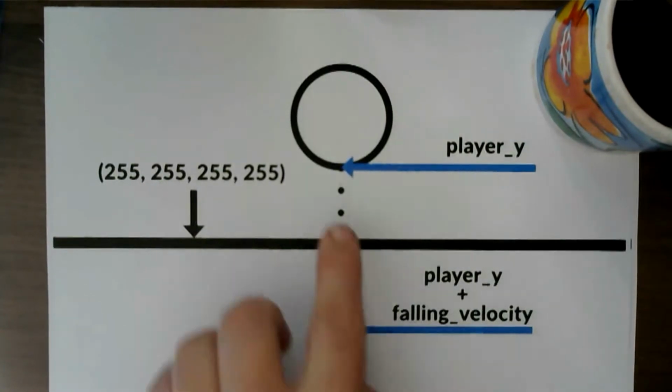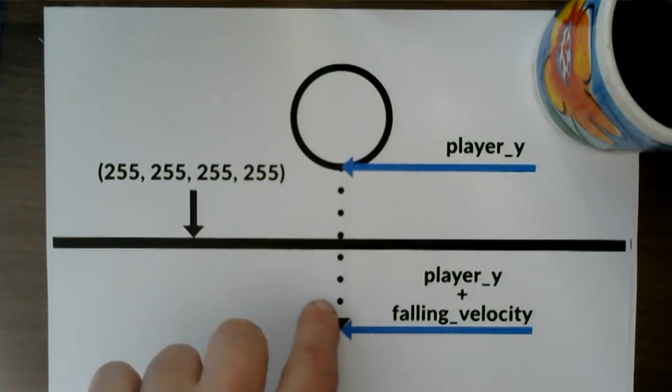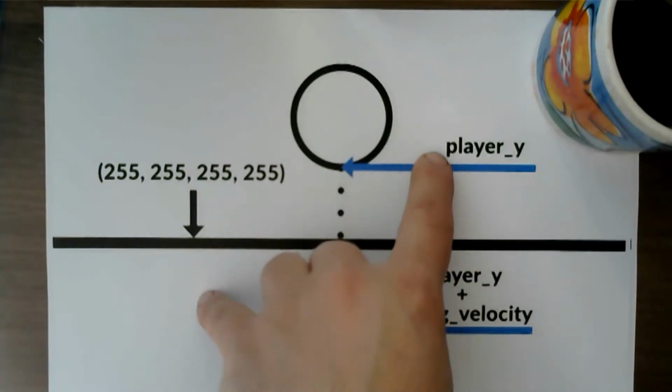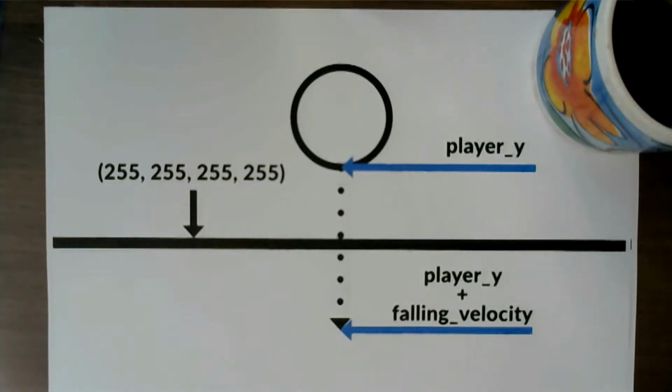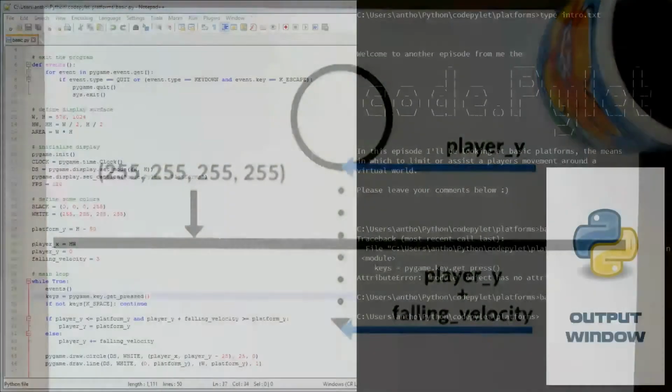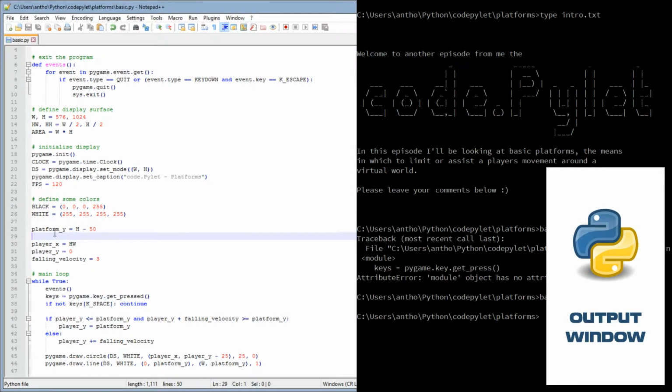So we need a for loop to iterate through that range. The range is player Y and player Y plus falling velocity. Let's go to the code and have a look. First of all, we don't actually need this anymore, but we're going to keep it because we're using that value to draw, aren't we?